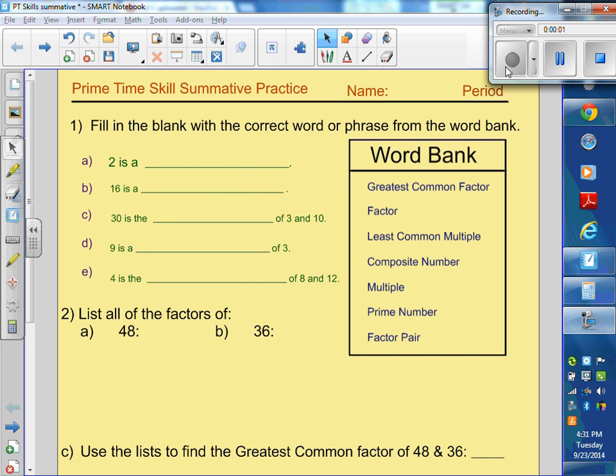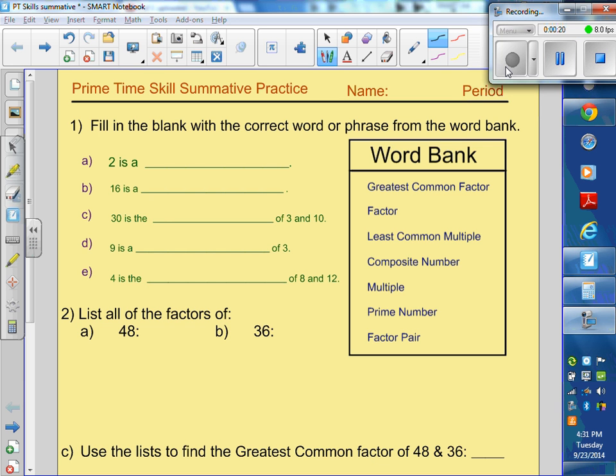Okay, this is the skills part of the summative test, the practice one. First part of your skills test will have a word bank. You need to pick a word from the right to fill in the blanks on the left. So you can only use each word once.